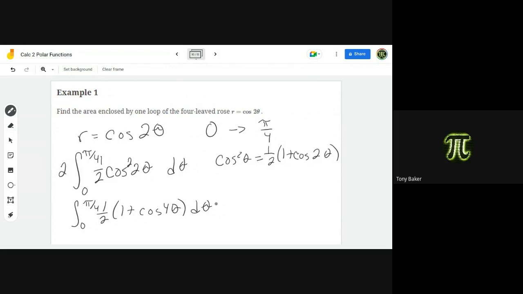We can pull out the 1/2 here. So I have 1 plus cosine 4 theta. So that equals 1/2 theta plus 1/4 sine 4 theta. And we're going 0 to pi over 4. Yeah. Wanted to make sure I got my signs right.